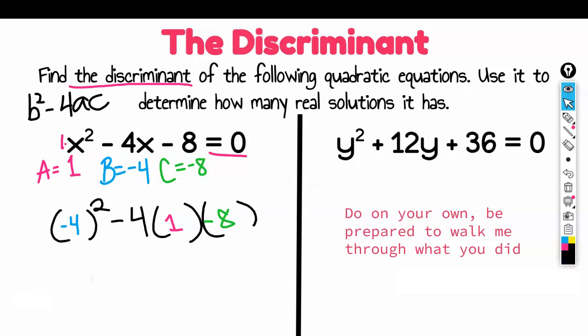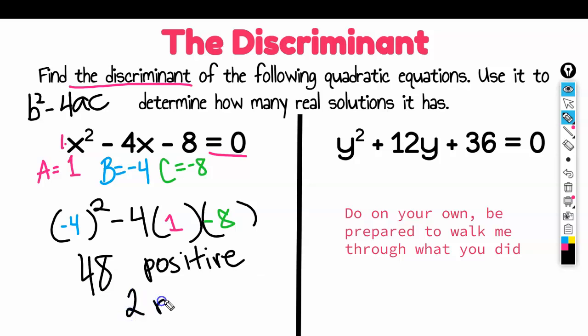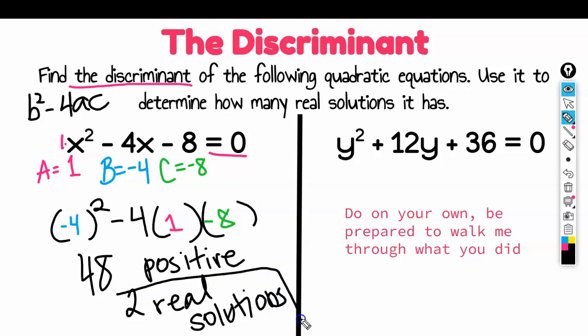Now, 48 is positive. 48 is positive, so recall that if the discriminant ends up being positive, then there are two real solutions, two x-intercepts. Okay, now this is all we're asking here. Determine how many real solutions the quadratic equation has. It has 2.